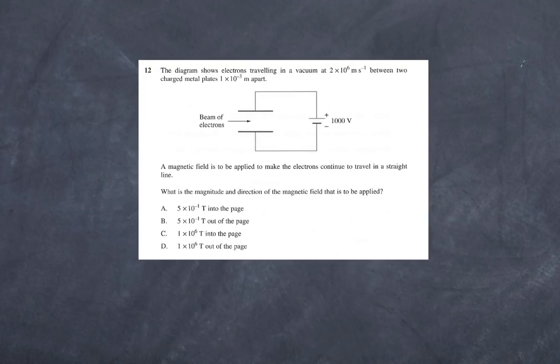Question 11 requires a little bit more mathematics. The diagram shows an electron traveling in a vacuum at 2 × 10^6 between two charged metal plates 1 × 10^-3 meters apart. And you're asked to work out a magnetic field that is going to be applied to this so that it travels continually in a straight line, and you have to determine the magnitude and direction of the magnetic field that is to be applied. So first of all, let's determine what the electric field is in between these plates.